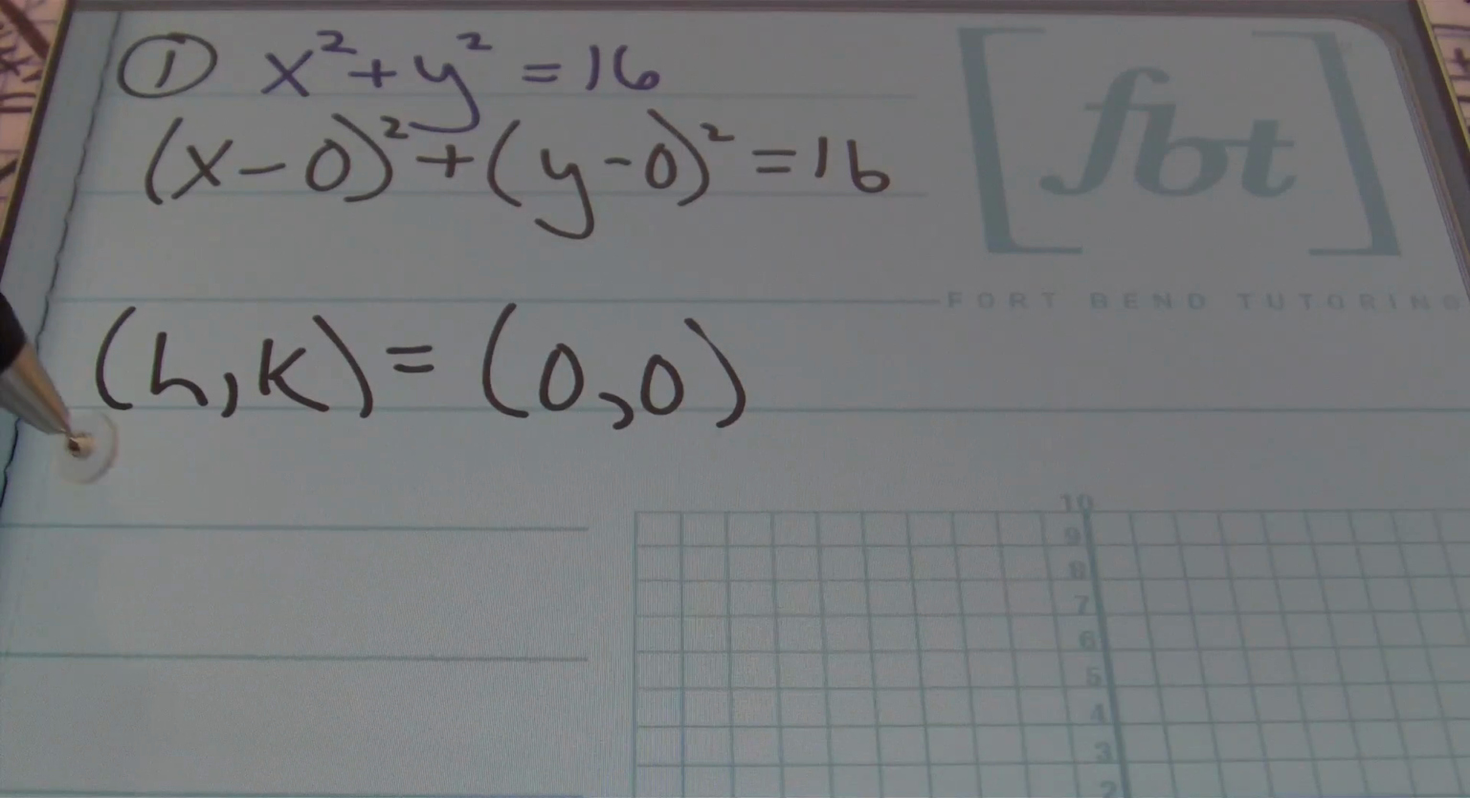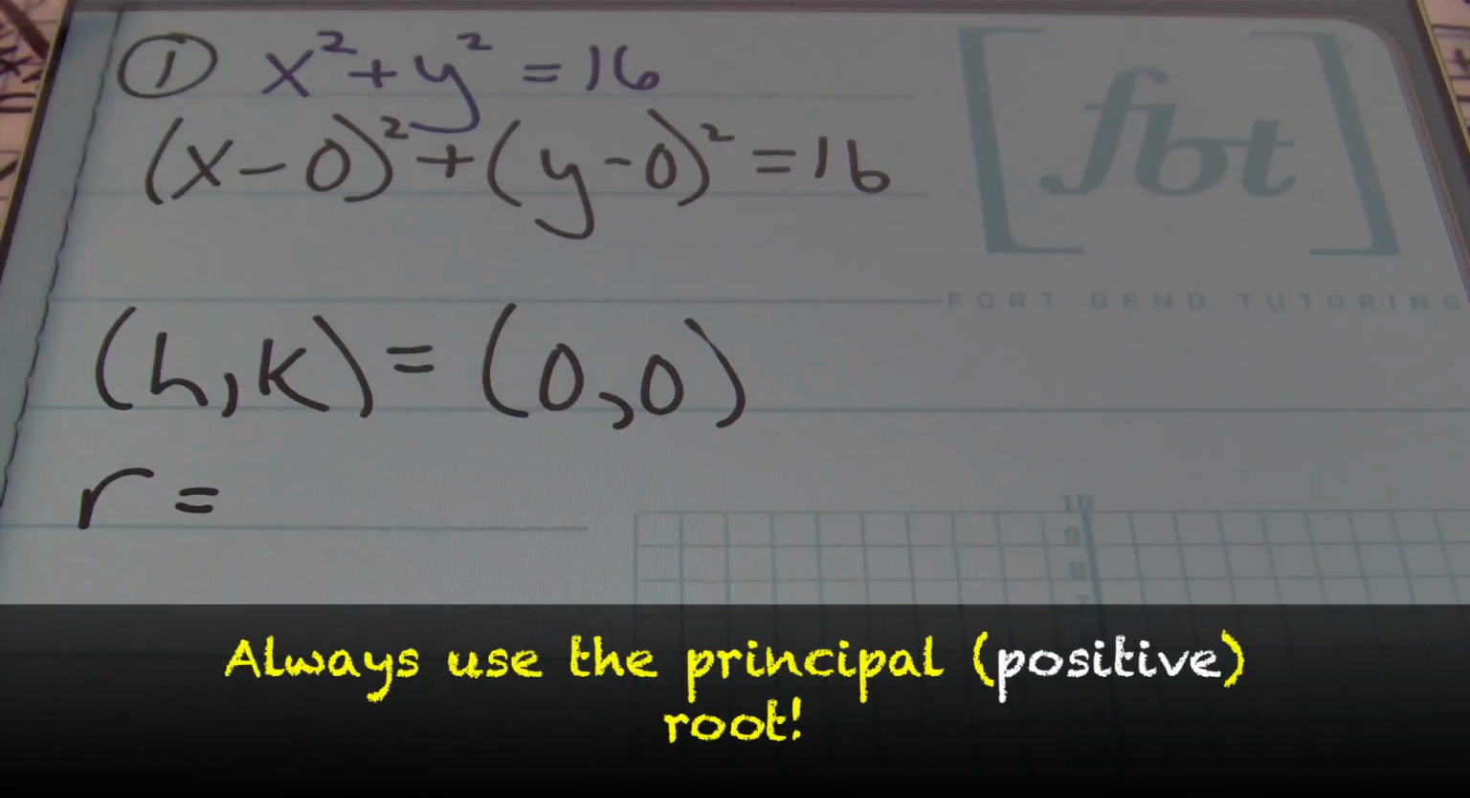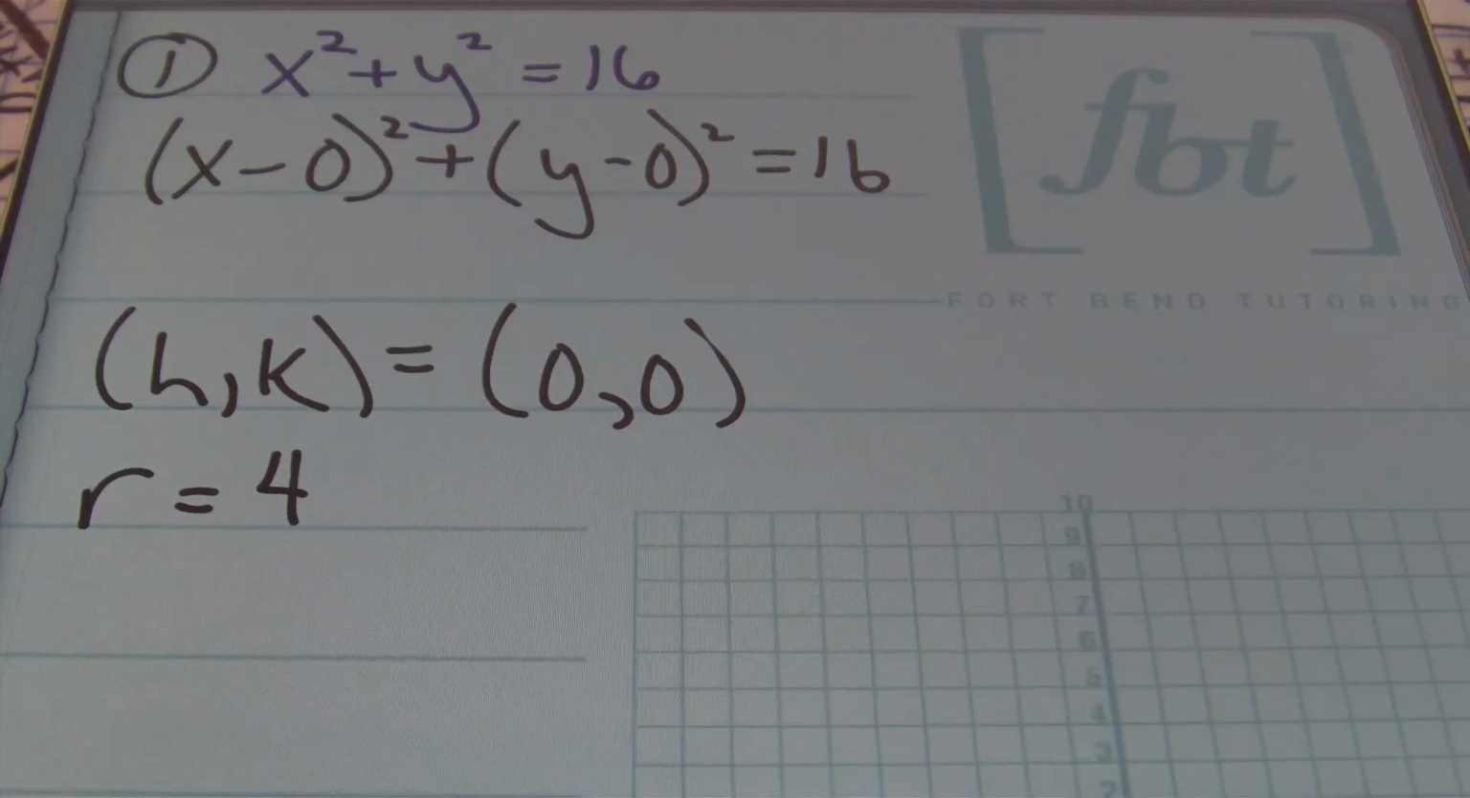And you'll also need to know what the radius is. The radius is always going to be the square root of your constant on the right side of the equal sign there. So we're taking the square root of 16, which gives you a result of 4. Now that you have the center of the circle and the radius, this is what you do to graph it.